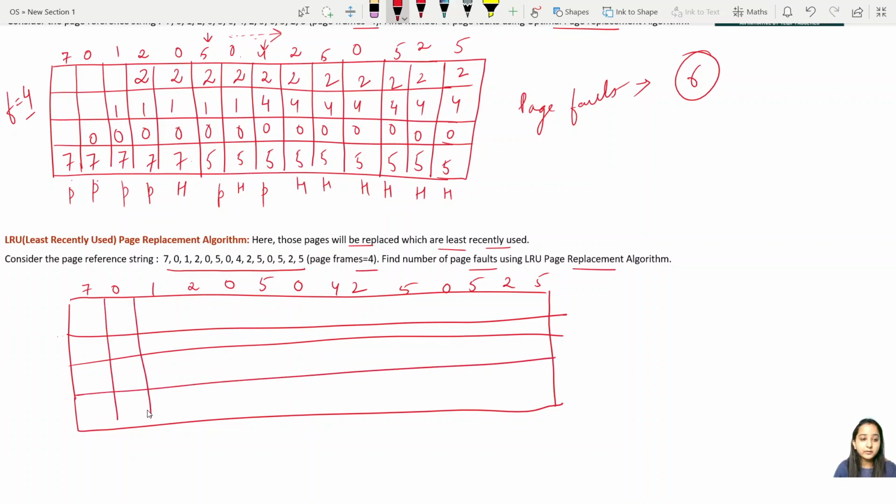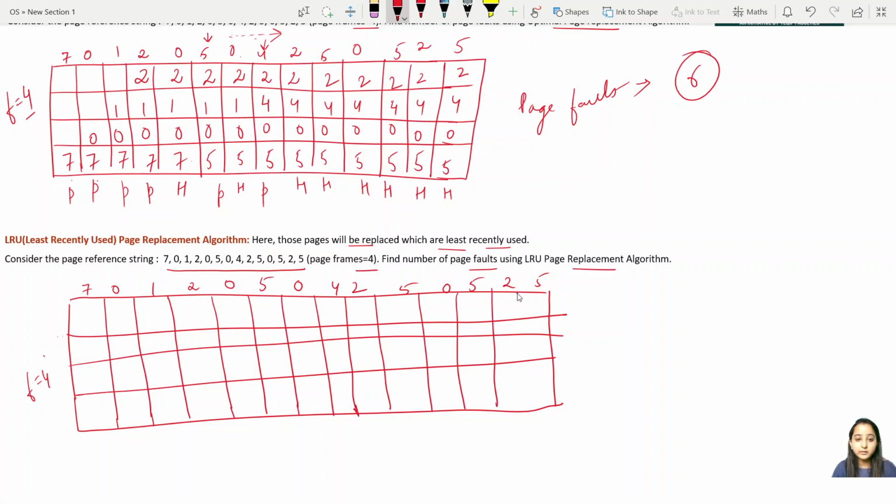I'm taking the frame size as 4 because it is given in the question. If it is not given in the question, you can take 3 or 4, whatever you want. If it is specified, then you have to follow it. If you are doing a comparison between the three algorithms, then also you have to take the same frame size. Only then are you able to compare the number of page faults occurring in the different page replacement algorithms. So 7 will arrive here.